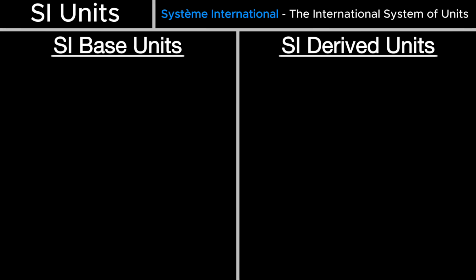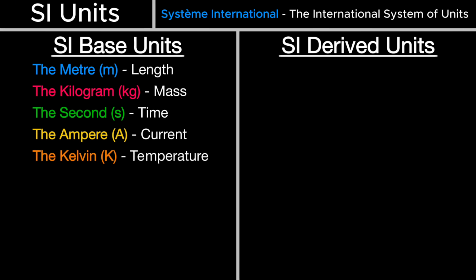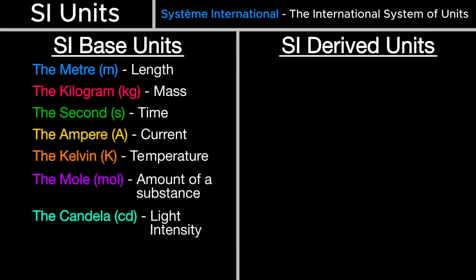In total, there are 7 base units: the meter for length, the kilogram for mass, the second for time, the ampere for electrical current, the Kelvin for temperature, the mole for the amount of a substance, and finally the candela for light intensity. All of these units are based on constants of nature, such as the speed of light, making all measurements consistent across the world.